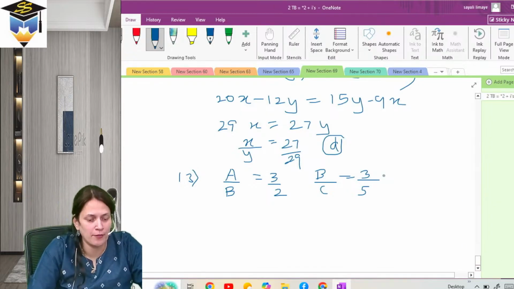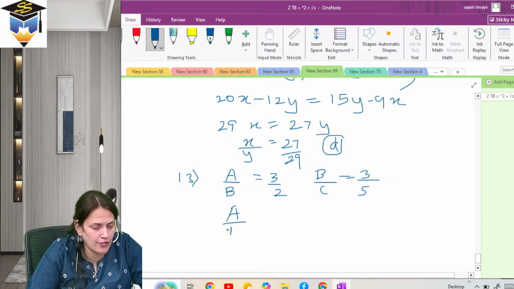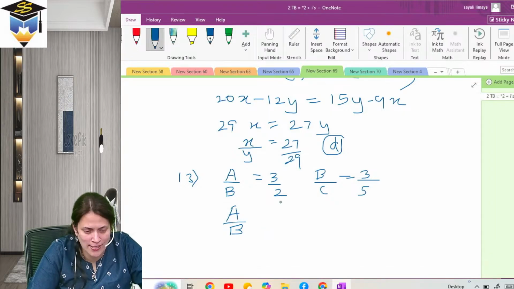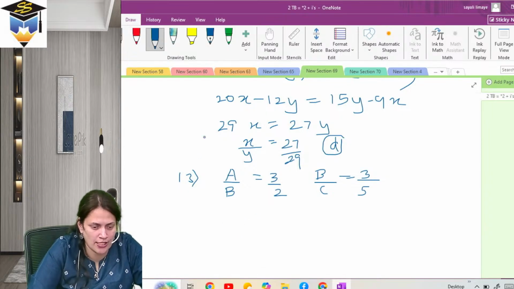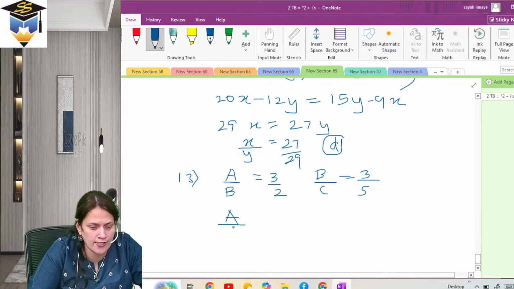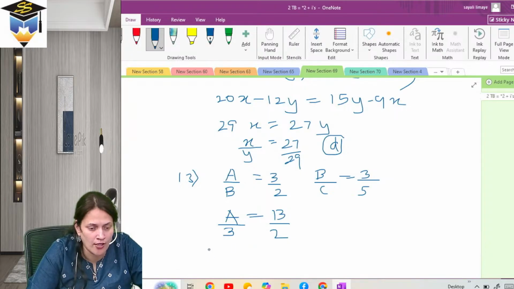So what will I do? I am going to multiply first ratio by 1 by 3. So basically, we can do it like this. First convert it, like by alternando I can write this like this. Then what I am going to do? I am going to multiply both sides by 1 by 3. So A upon 9 will be equal to B upon 6.